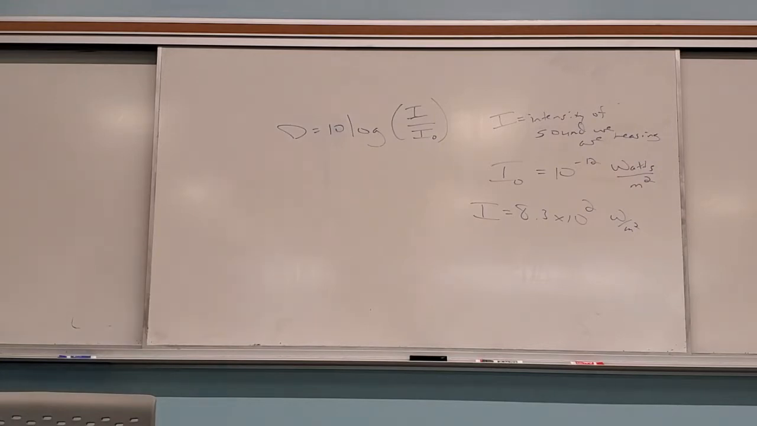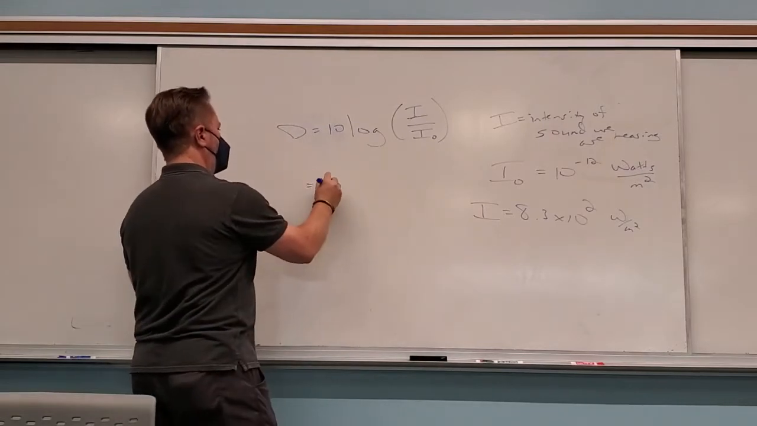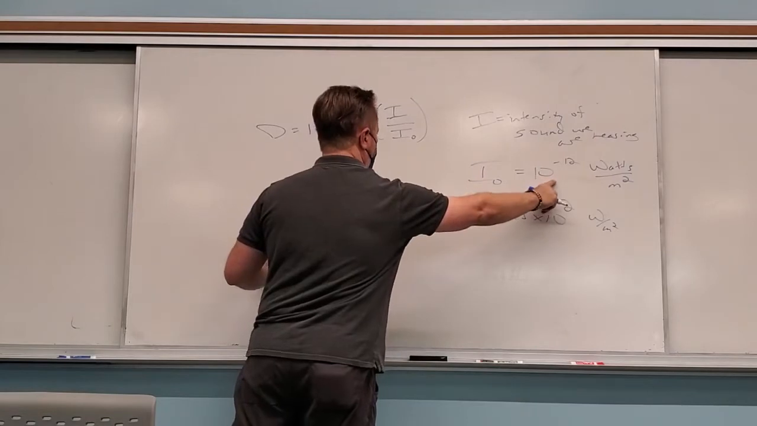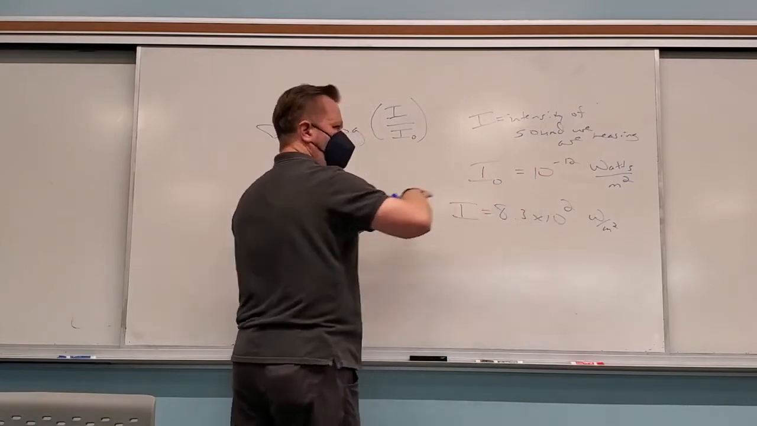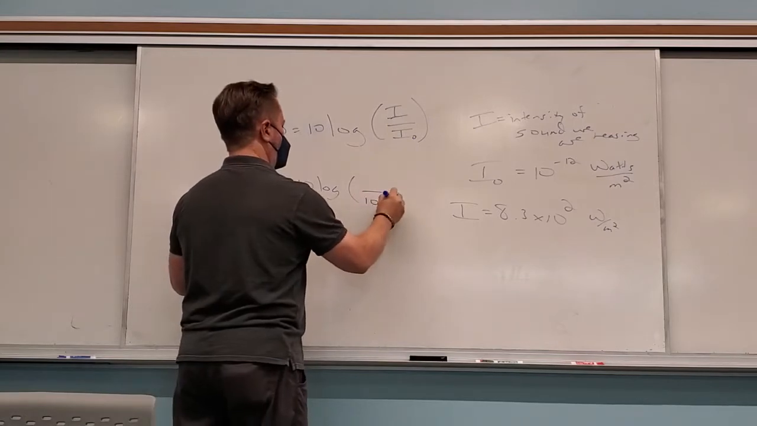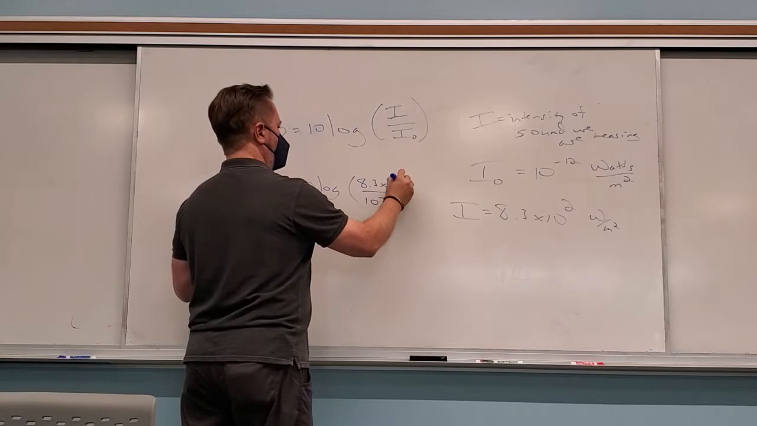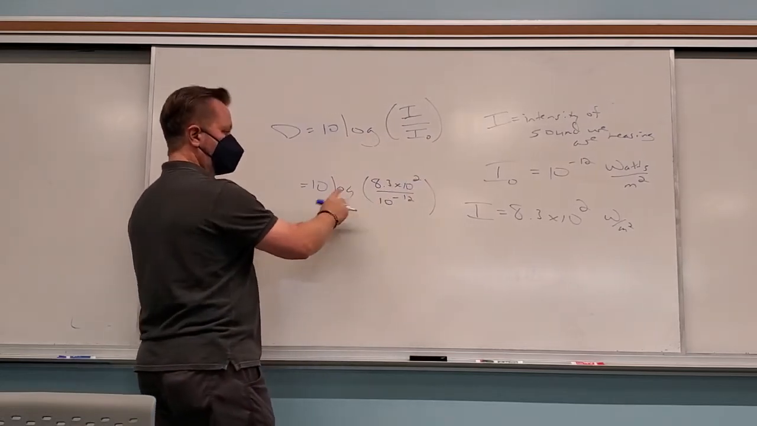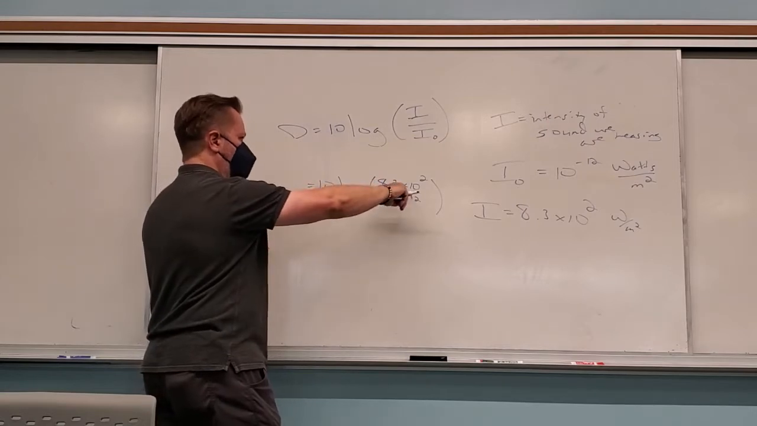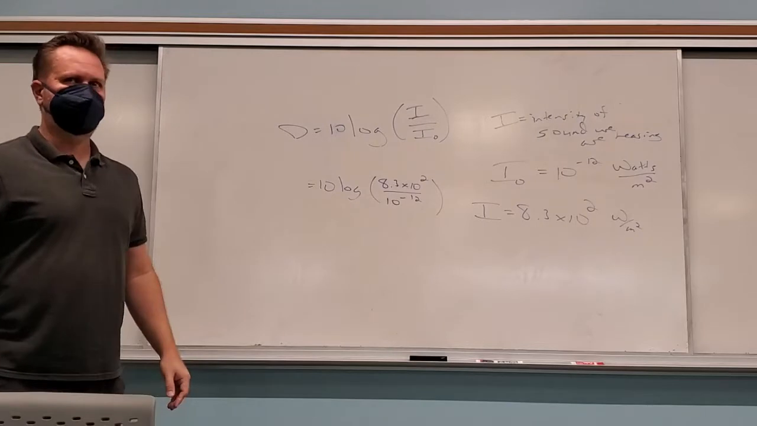How would you plug that in? Is 8.3 on top? Yeah, so there'll be 10 log. This is specifically always this. This is the baseline, 10 to the power of negative 12. And on top I got 8.3 times 10 to the second. So I would just plug it exactly like this: 10 times log of 8.3 times 10 to the second divided by 10 to the negative 12. Yep. Okay.